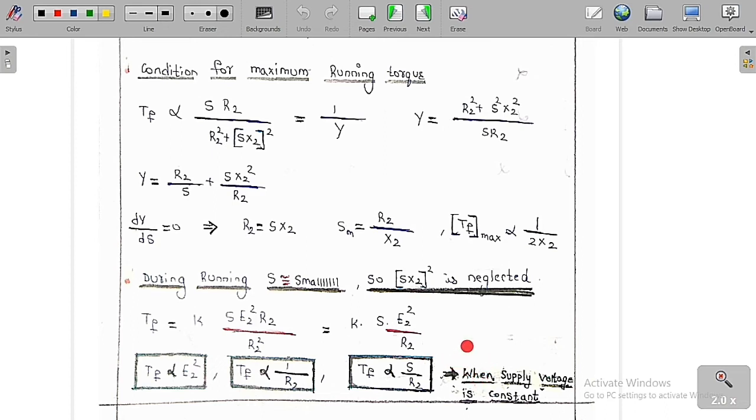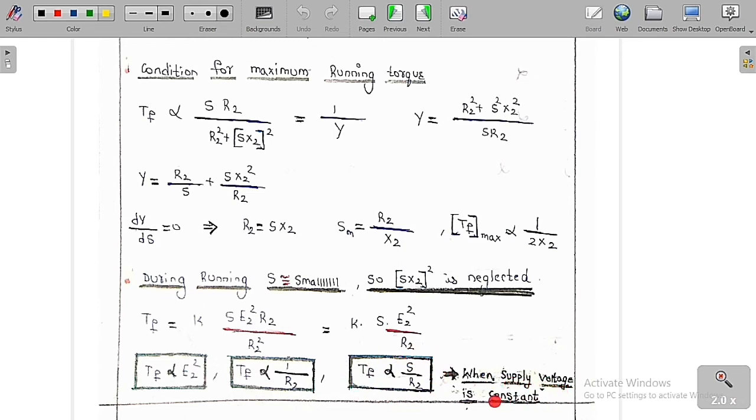So S into E2 square by R2, because S into X2 whole square is very, very small, we are neglecting it, then we are going to get like this. So therefore we can say that the torque is directly proportional to S into E2 square by R2, or simply torque is directly proportional to S into V square by R2. This is the thing that you always have to remember.